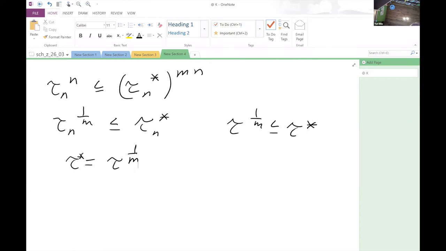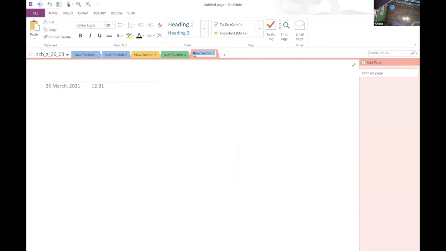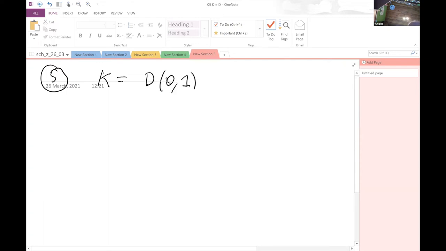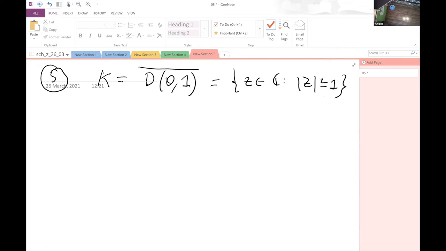Now let us speak about property 5. Property 5 was about the transfinite diameter of a disk and a straight line segment. So we take as K now the closed disk, and we want to calculate its transfinite diameter. Just take some polynomial, some monic polynomial.